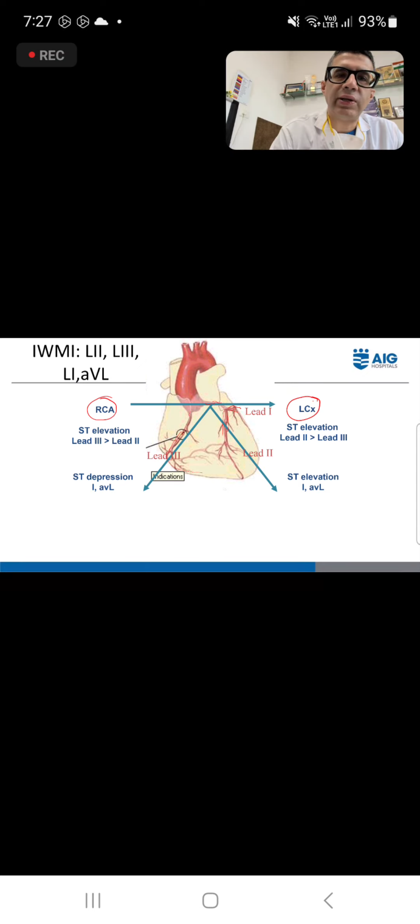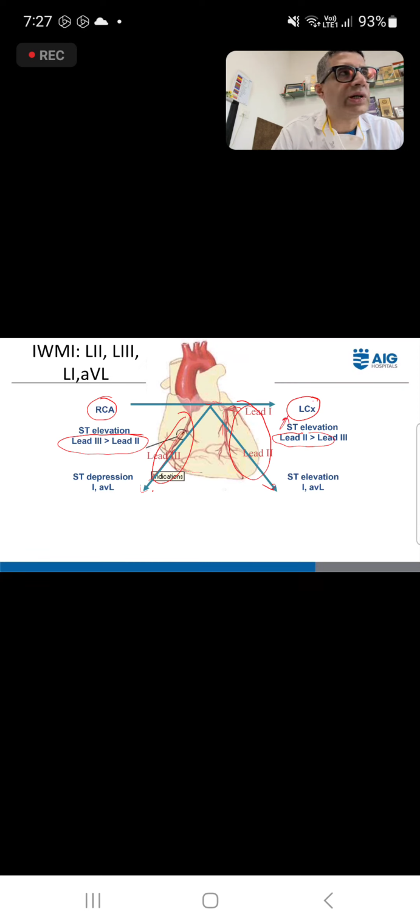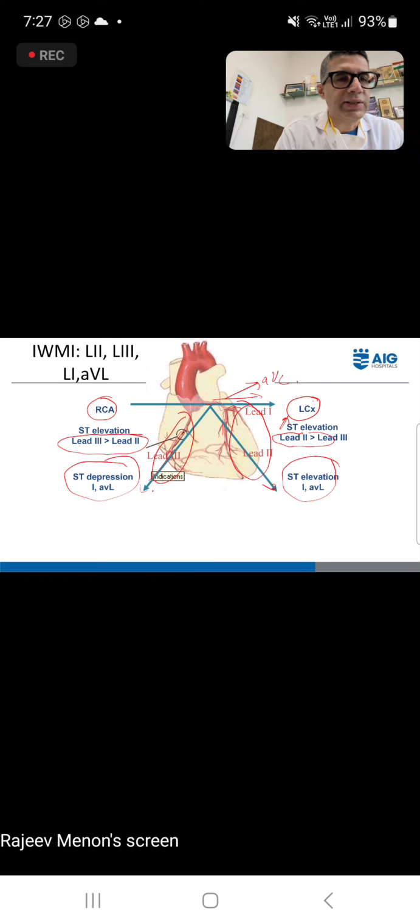Okay, so this is the right coronary artery. This is the circumflex. We know that lead 2 is in this direction, lead 3 is in this direction. So if lead 3 is more than lead 2, it indicates that it is a RCA infarct. Whereas if lead 2 is more than lead 3, it indicates that it is a circumflex infarct. Then L1 and AVL are towards the lateral side. So if L1 and AVL are showing ST elevation, it is a circumflex infarct. Whereas if L1 and AVL are showing ST depression, then it is a RCA infarct.